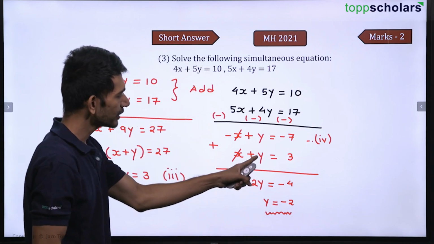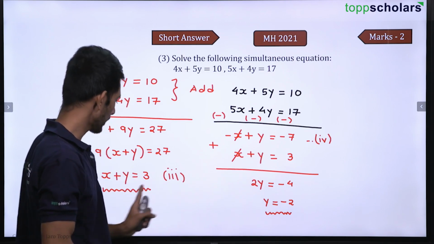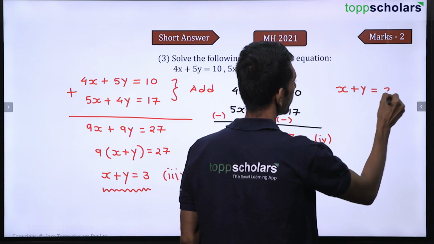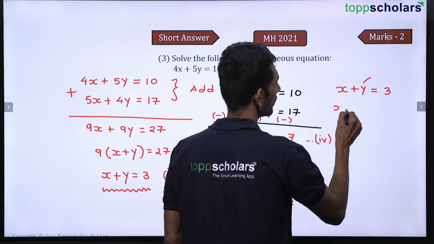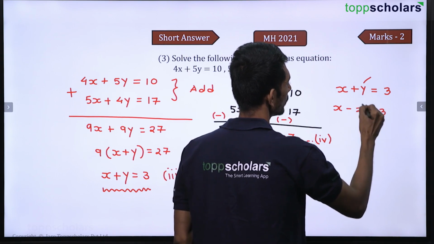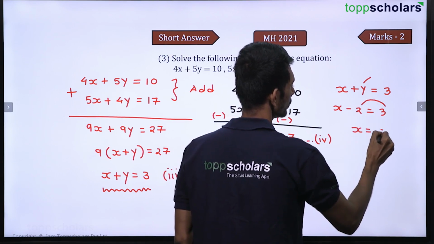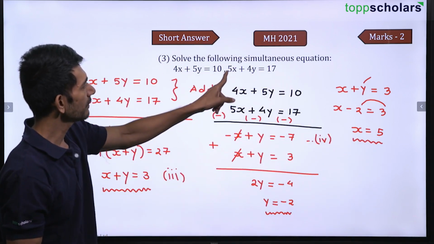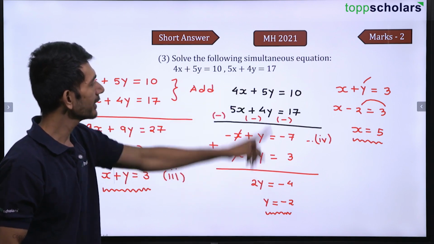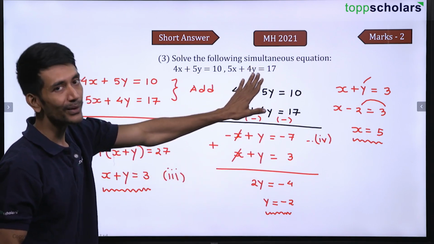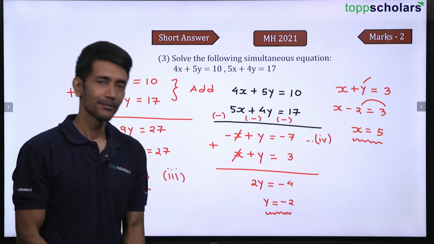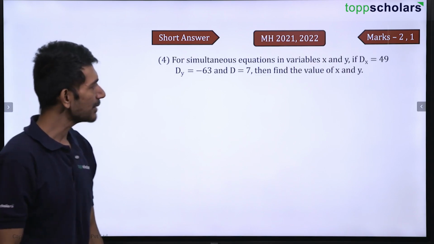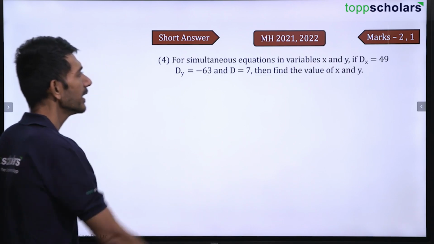Now put y is equal to minus 2 here. If I put y is equal to minus 2 here in equation number 3, I get, see, already I have x plus y is equal to 3 and y is minus 2, right? So x minus 2 is equal to 3. So x will be equal to 3 plus 2, that is 5. So the value of x is 5 and the value of y is minus 2. If you want to put it here, you can put and check. You are going to get the right answer. Simple? Okay. Let's continue.